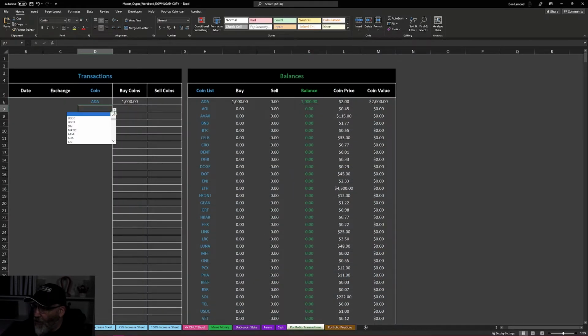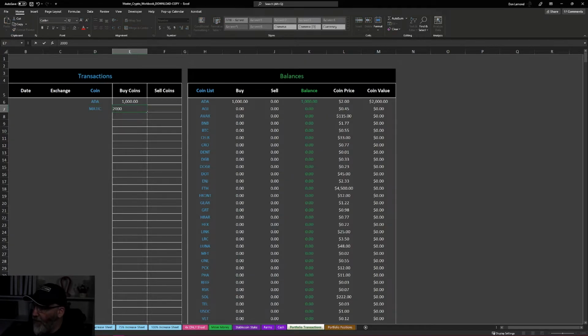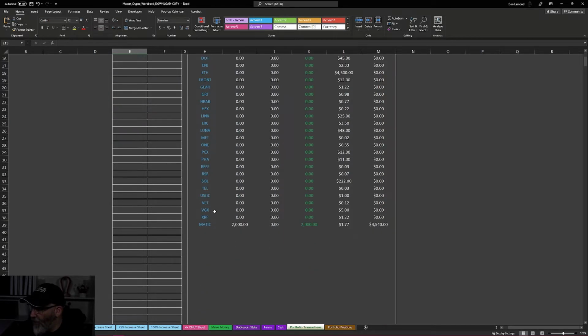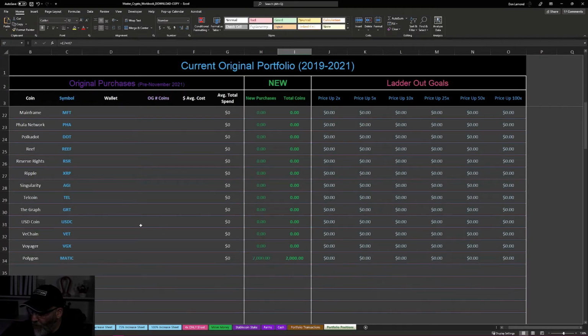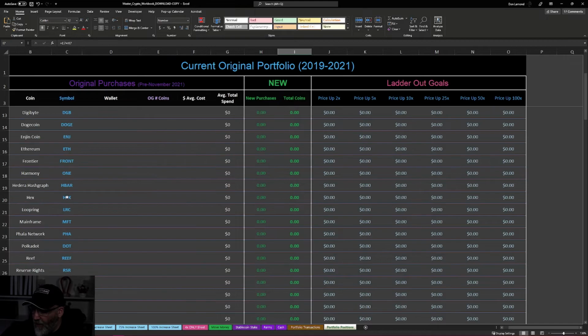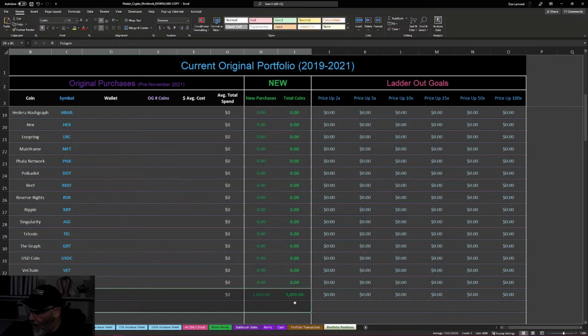And then what I did, so let me just show it again real quick. You could come over here and select, let's say, Matic. And you bought 2,000 tokens of Matic. Okay, done. So it's going to come down here and find Matic. And you're going to see that it updated Matic. Okay. And then you come over here and you're going to see wherever I have Matic. Let's find it on here. Did I add it yet? I hope I did. Yes, I did. Polygon Matic right here. Okay.